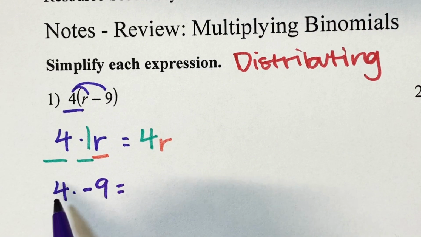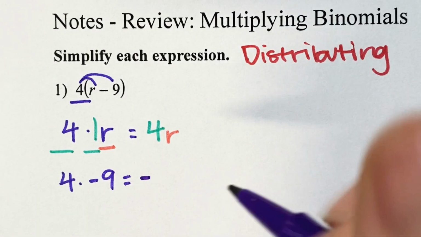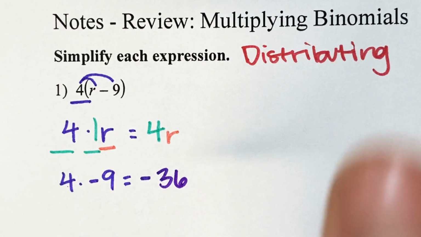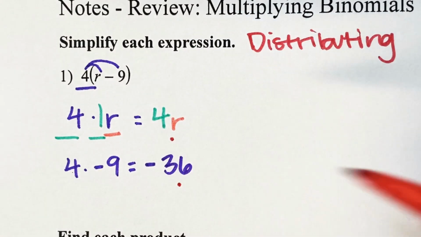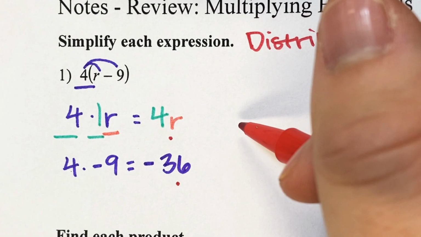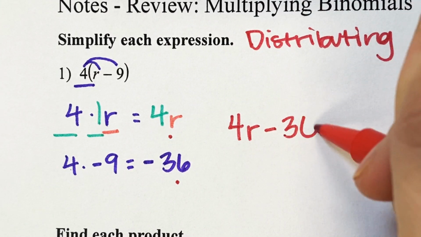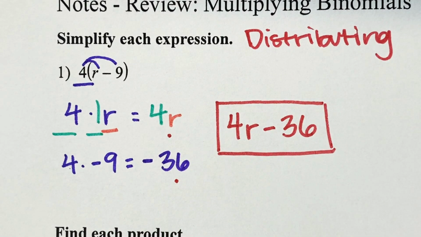Well, what is 4 times -9? A positive times a negative is going to give me a negative. 4 times 9, 36. These guys are just pieces to the expression, so rewrite them together and you will be done. So 4r minus 36, and there is our simplified expression.